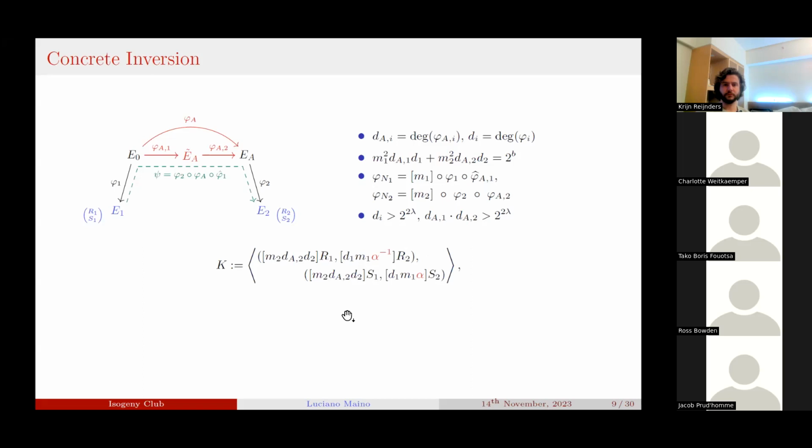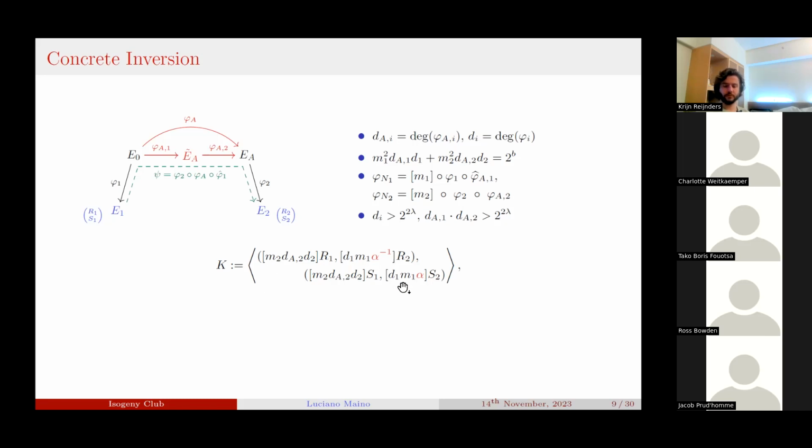So now it's just a matter of substituting these quantities in the theorem before, the criterion that I stated before, and then we obtain this kernel here. So if you do the maths, you will obtain exactly this kernel.